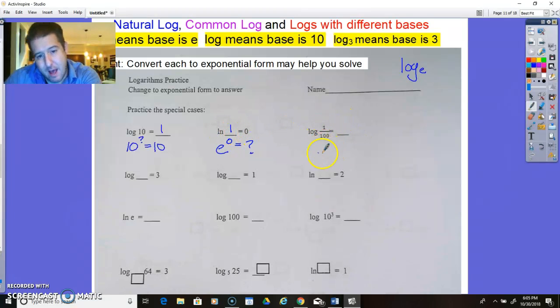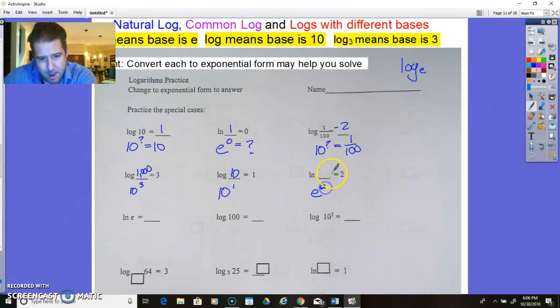So this is common log, because there is no log number here. So that's 10 to the what power is 1/100th? And that's going to be negative 2. 10 to the negative 2nd is 1/100th. All right, so this one's going to be common log. So 10 to the 3rd power is 1,000. So this question asks you 10 to the 1st power is 10. Natural log, so that's e to the 2nd power is e squared, or 2.718 times itself in that case.